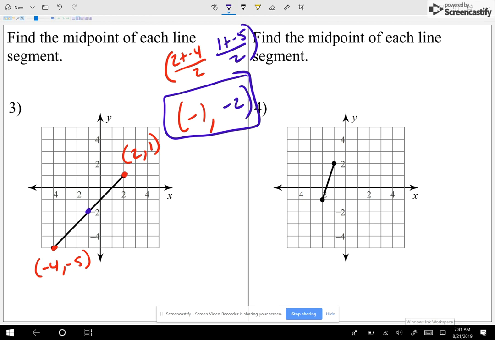And if I was to measure it, yeah, pretty much the same thing. It's the point in the middle. So let me do question number 4.